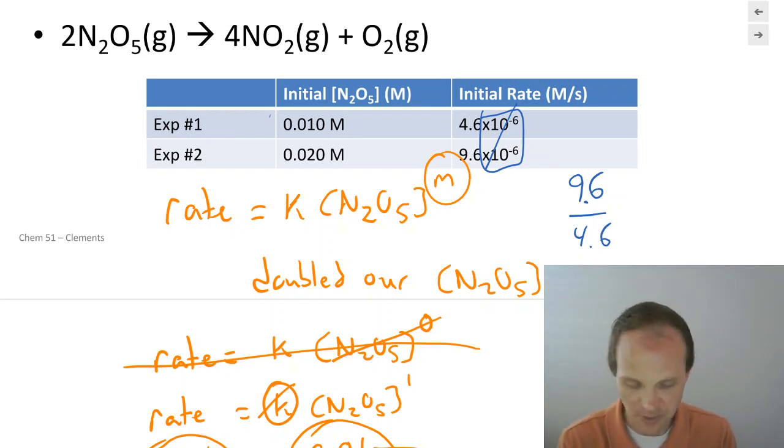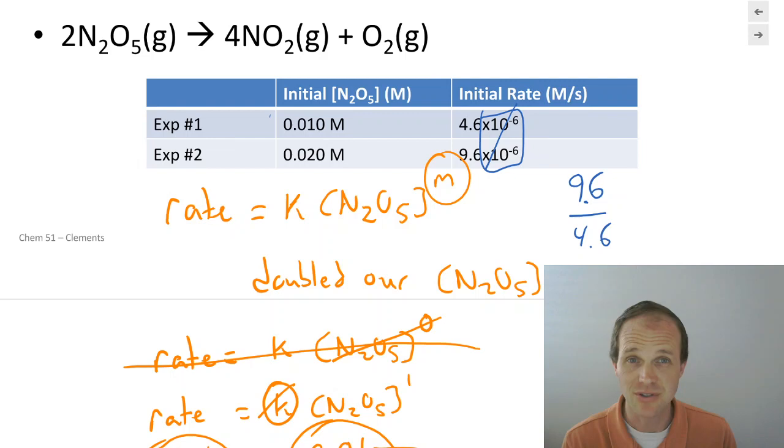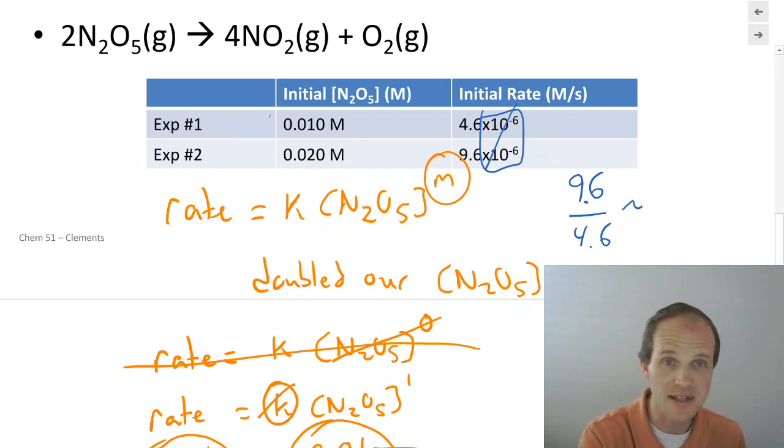All right, so what would you do? You just take 9.6 and you divide by 4.6 and you get, hey, look, 2.087. You're like, well, that's not 2. It's pretty close to 2, especially since we only have 2 sig figs. 2.1 is awfully darn close to 2. And so we're going to say this is approximately equal to 2.